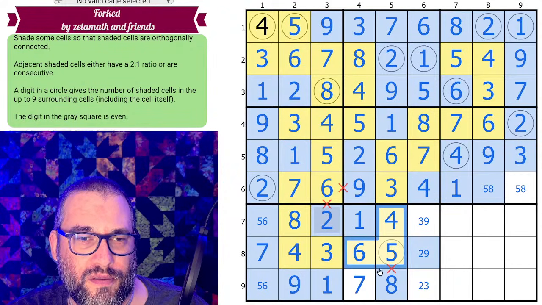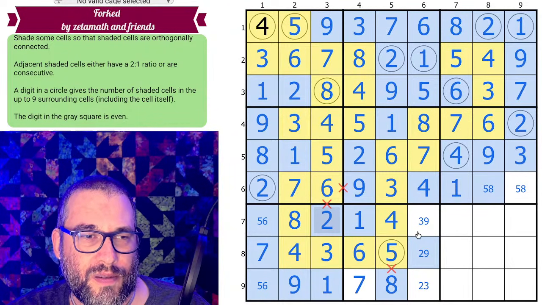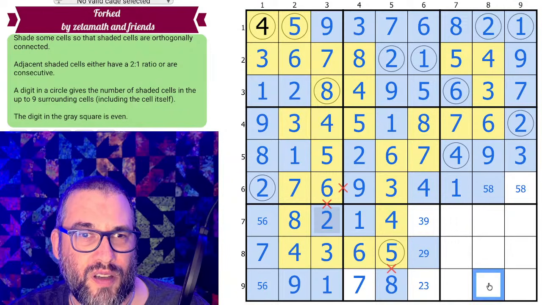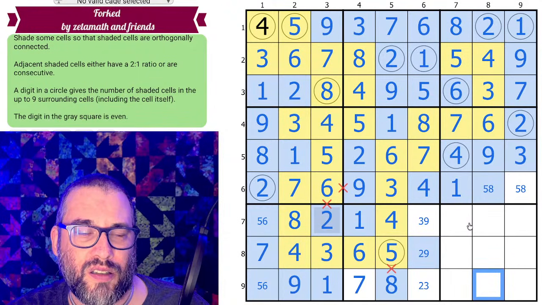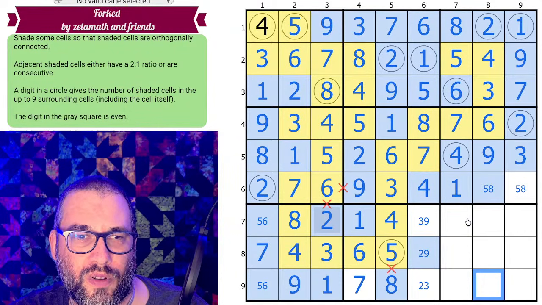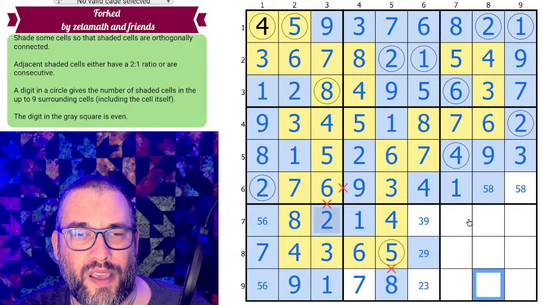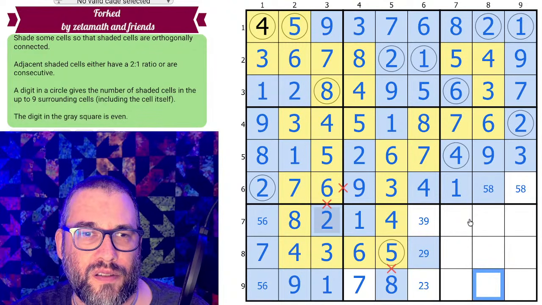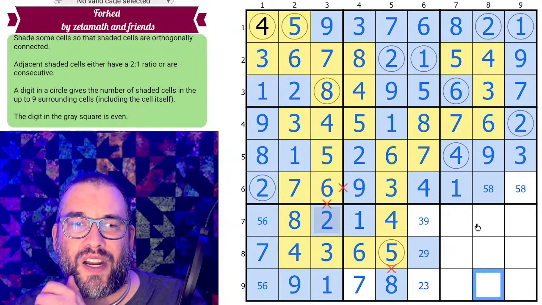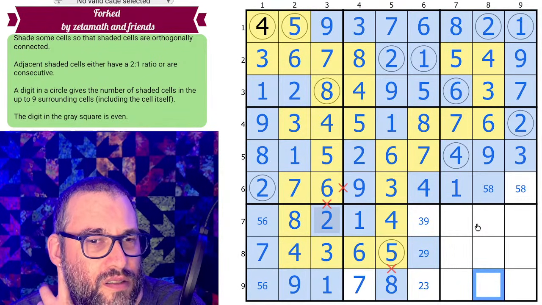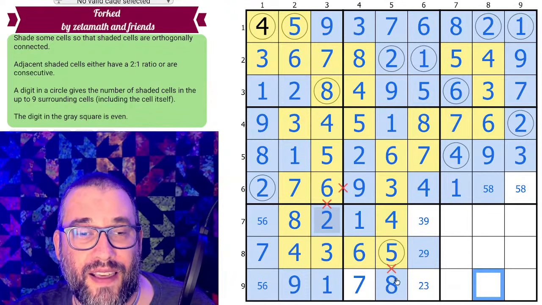But let's see. We have a naked... Let's see. This isn't a... I don't think we know that yellow gets out. All our yellows are connected so far. Oh, yes, we do. That's clever.